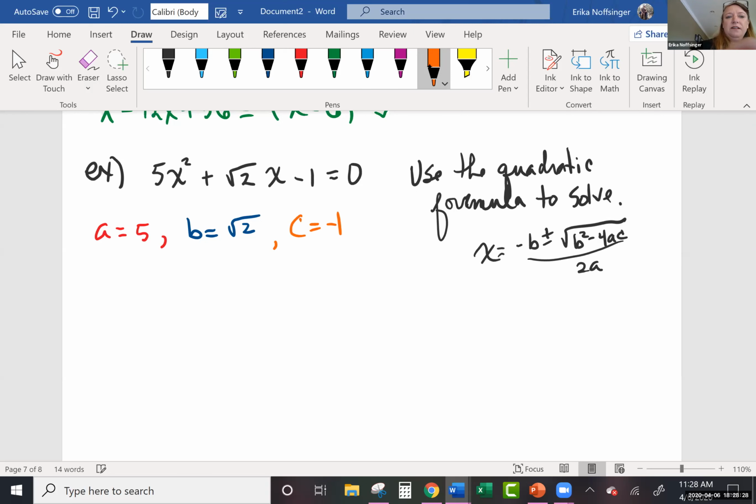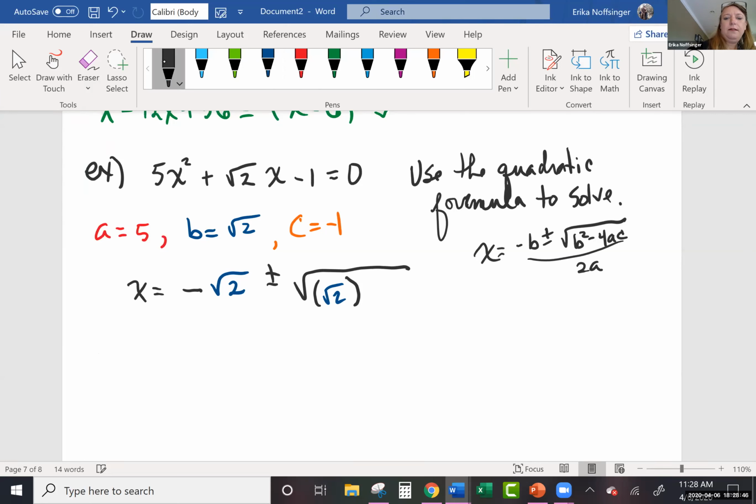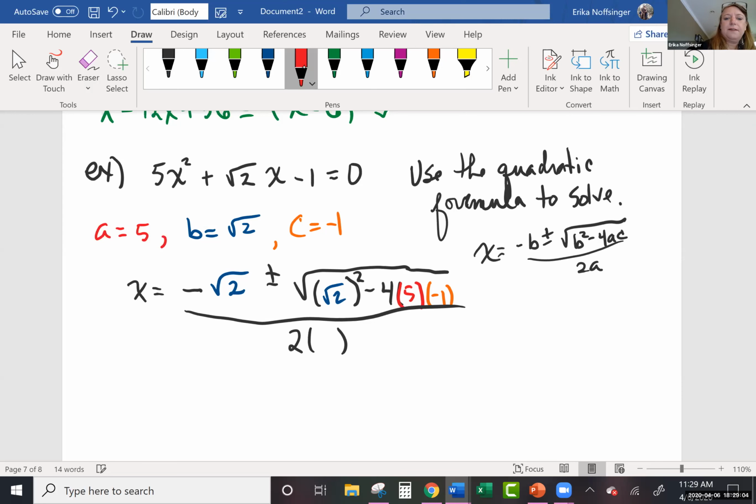Right, -1. And so plugging in, we get x is equal to negative B, so negative root 2, couldn't decide, plus or minus the square root of B, which is root 2 squared, minus 4 times A, which is 5, times C, which is -1, all over 2 times A, and A was 5.